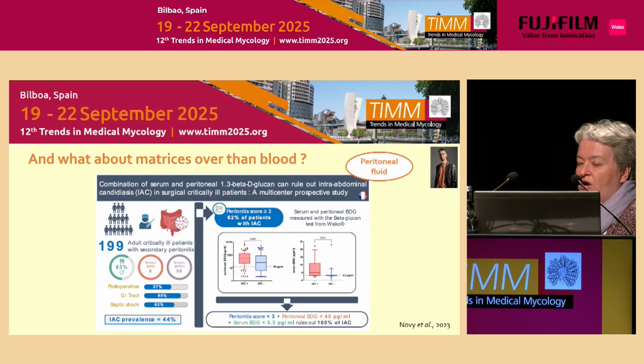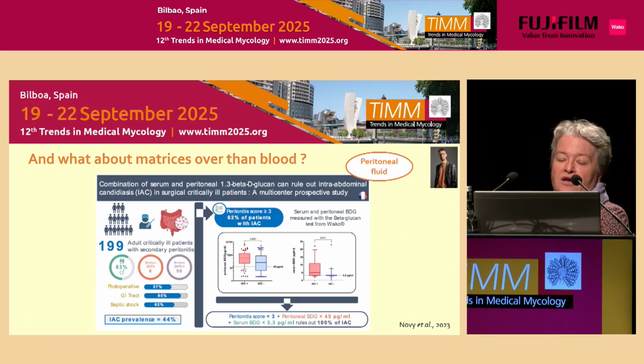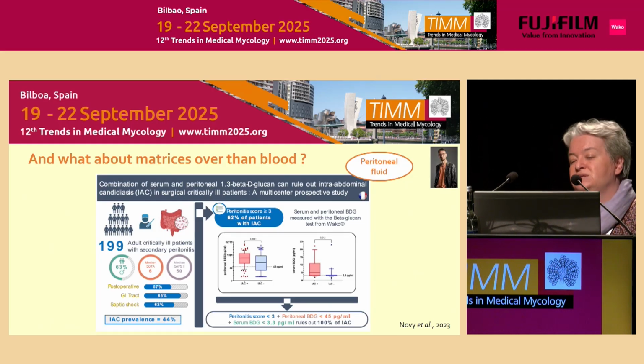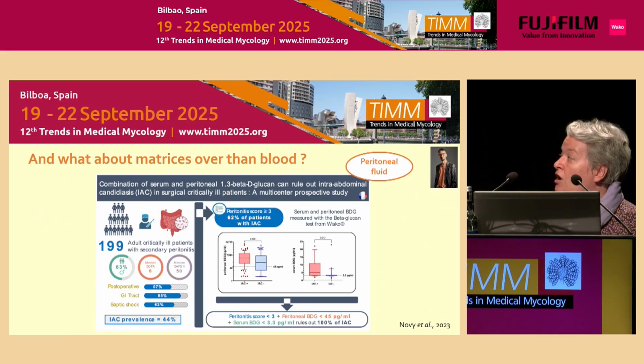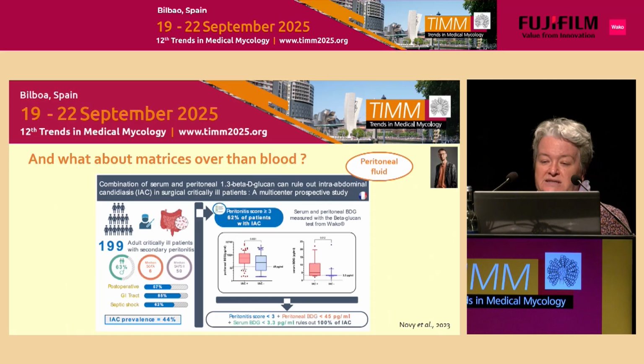Our conclusion is that a peritoneal score below 3, combined with a peritoneal BDG level under 45 picograms per ml and an undetectable serum BDG level, allows us to exclude 100% of intra-abdominal candidiasis cases.